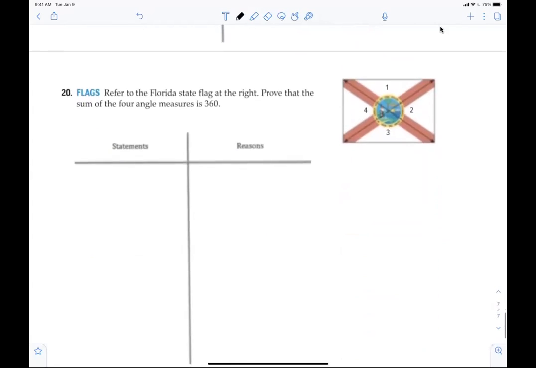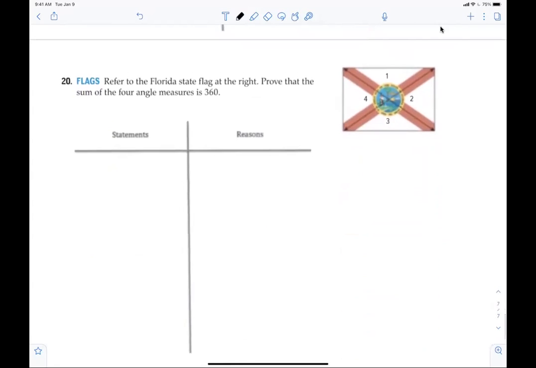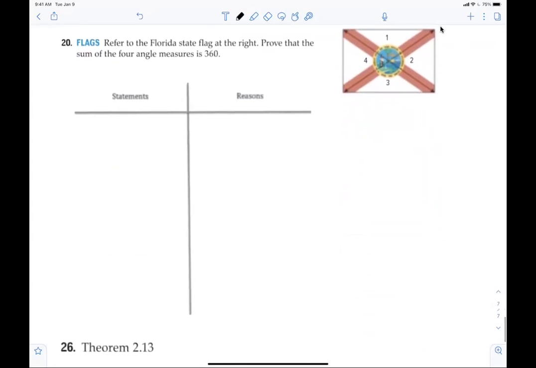Let's just jump. We don't have time to do everything, but let's look at 20. Refer to the Florida state flag at the right. Prove that the sum of the 4 angle measures is 360.